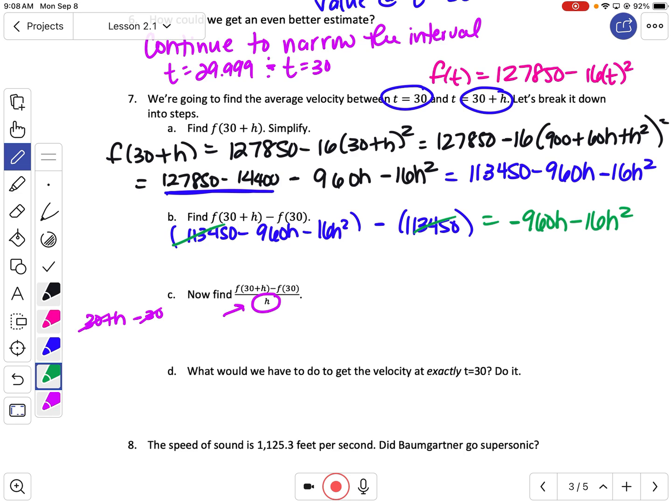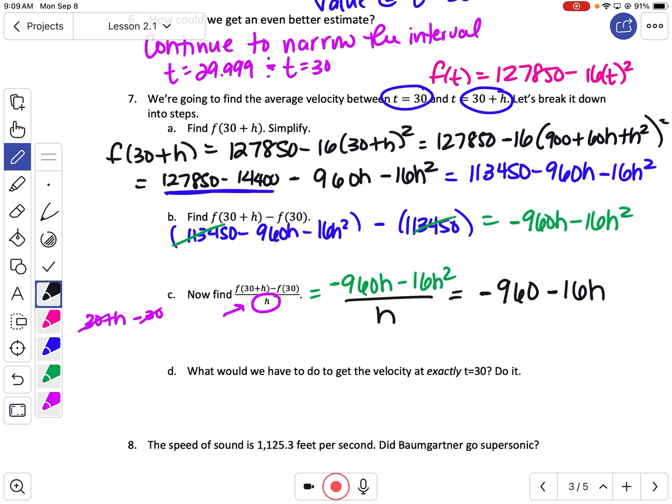And so now if we plug in what we have, negative 960h minus 16h squared, we're going to divide that by the h, right? What's going to happen? What happens to these h's? I've got to divide everything by h. Right? They would reduce out. Okay, I'd divide each thing up there by h. So negative 960h divided by h would give me just negative 960. Negative 16h squared divided by h would give me just negative 16h.